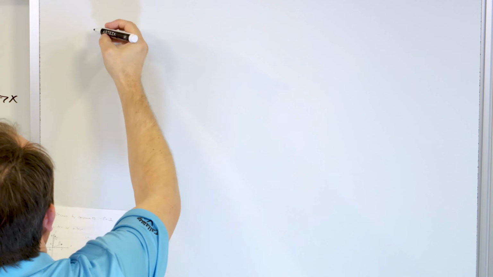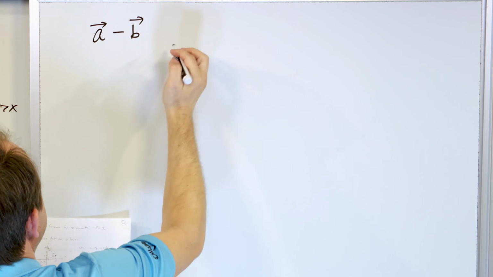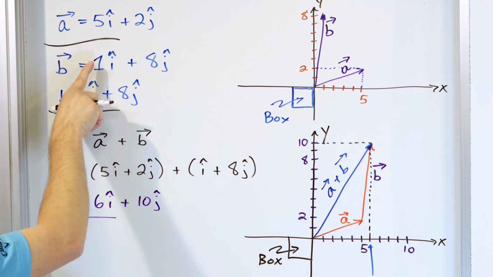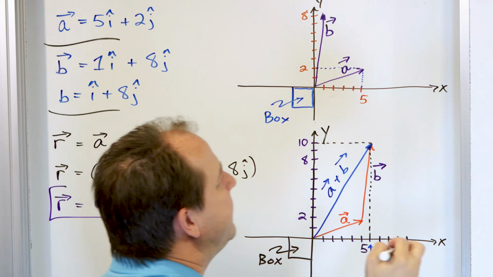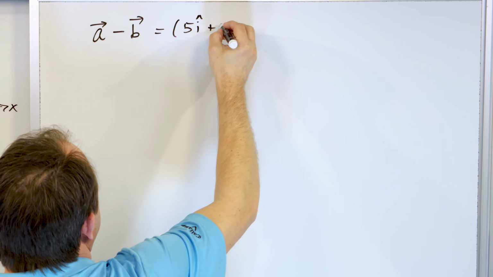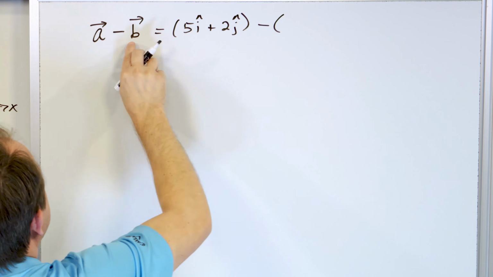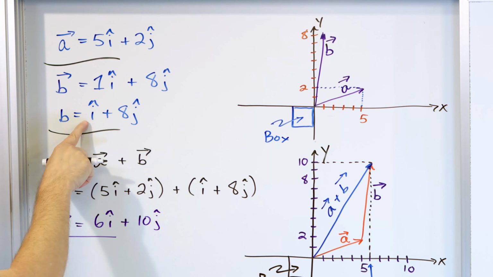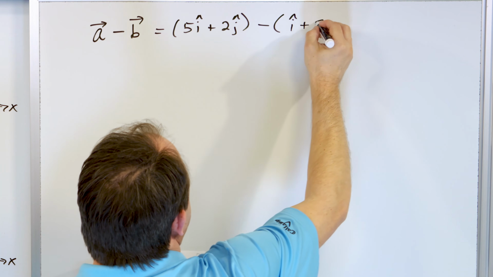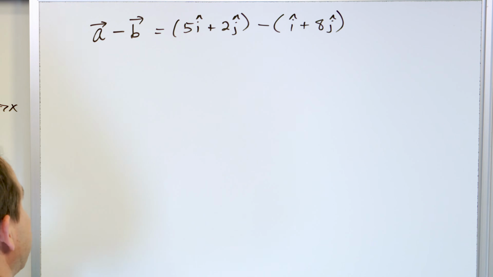Because if we take vector A and we would like to subtract vector B from it, what do we do now? First, we have to write down vector A. Vector A is, don't forget, 5i plus 2j. So we'll put it in parentheses, 5i hat plus 2j hat. This is vector A. Then we have a subtraction, and let's put vector B in place, i plus 8j. So we're subtracting two vectors. We don't have to flip anything around.